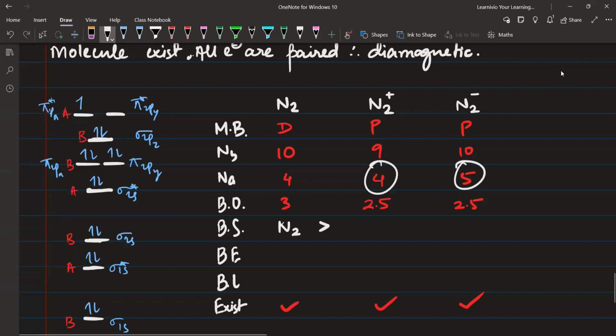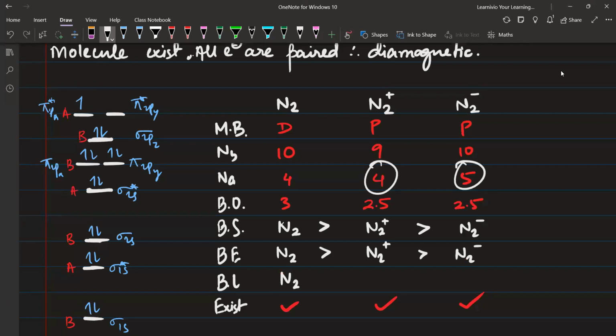Right. So in that case, we can say that N2 positive will have higher bond energy than N2 negative, because N2 negative has 5 anti-bonding, but N2 positive only has 4 anti-bonding. Bond energy is going to follow the same order. That is, N2 is going to be highest, N2 positive is going to be higher, and N2 negative will be next. Now, the order of bond length follows the reverse order. So N2 will have the smallest bond length, because the atoms are closer together. Because we have a bond order of 3, they are attracted towards each other very effectively. Then you will have N2 positive and then N2 negative.